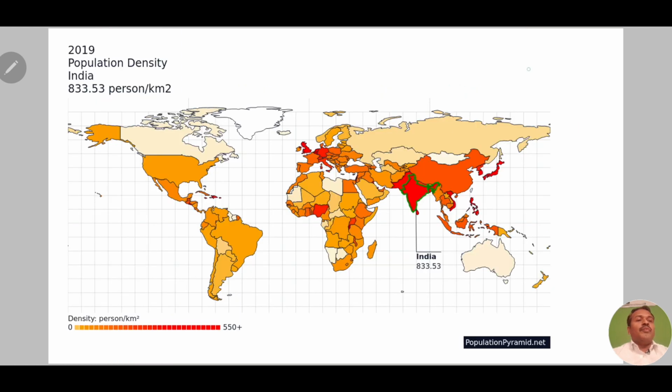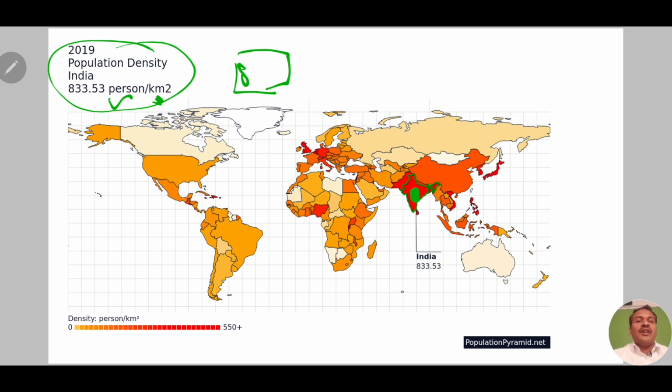Next is population density. What is the population density? The number of people living per square kilometer. So if you see, India is in red color, what it means is India has one of the highest population densities in the world, because in every square kilometer there are about 833 persons living.